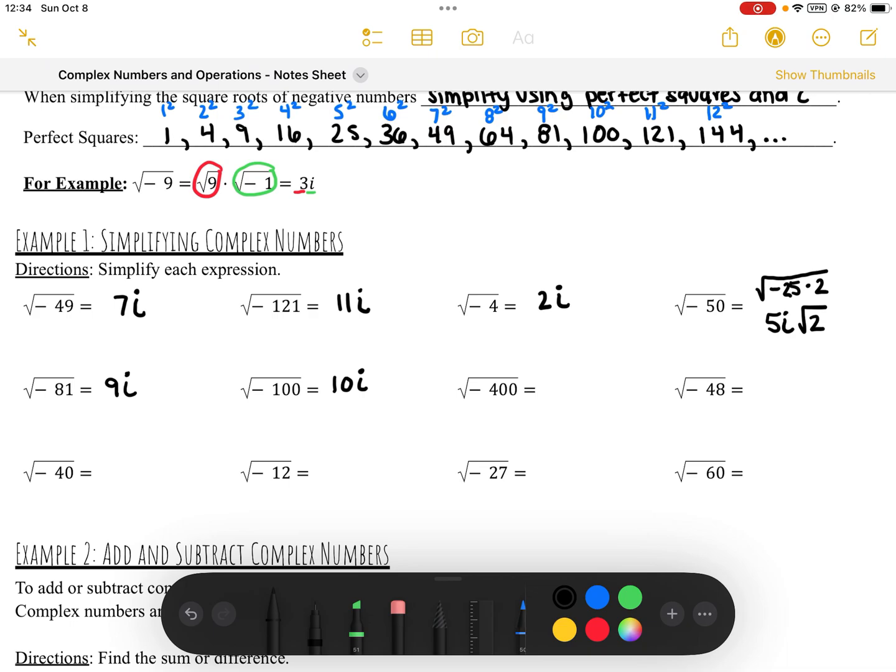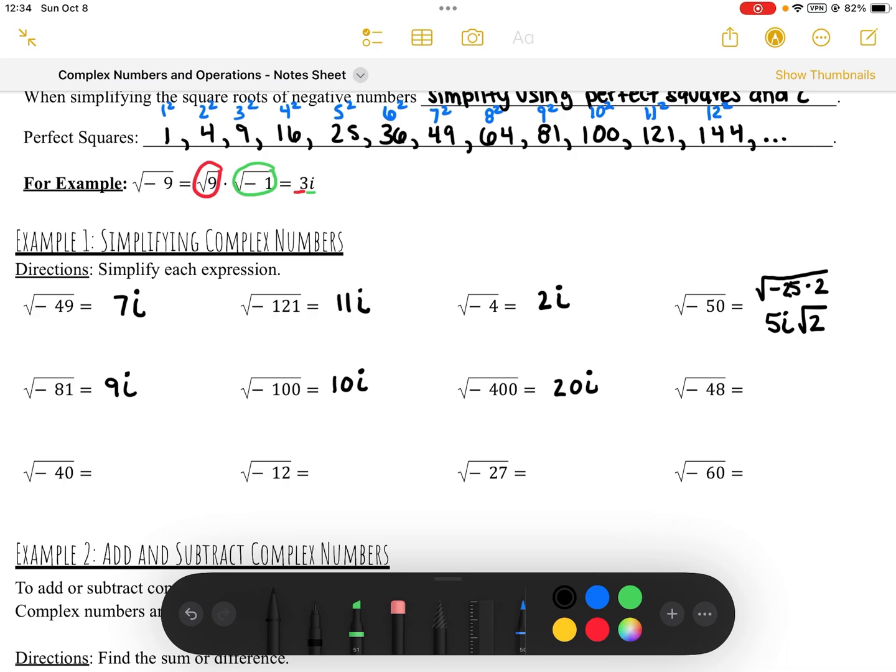There are, let me see, 6 more problems. I'm going to have you pause the video, try these ones on your own, then resume when you're ready to check your answer. So square root of negative 400. 400 is a perfect square. We just don't have it on our list up there. It's 20 times 20. So this is going to simplify to 20i.